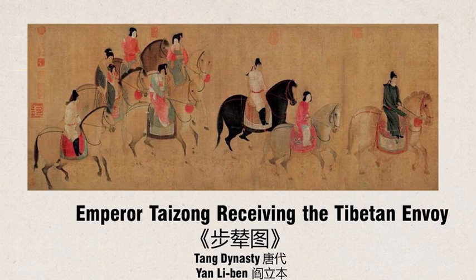Emperor Taizong Receiving the Tibetan Envoy depicts the meeting of Emperor Taizong of the Tang dynasty and Lu Dongzan, an envoy sent by Songtsen Gampo, the ruler of Tibet, to accompany Princess Wencheng back to Tibet to be his queen.